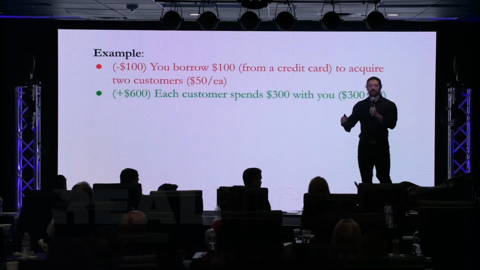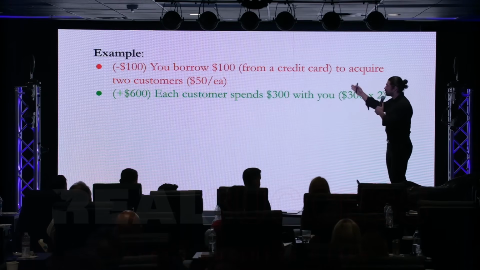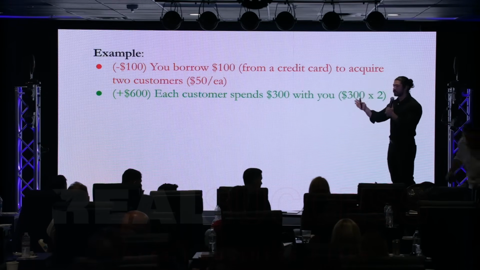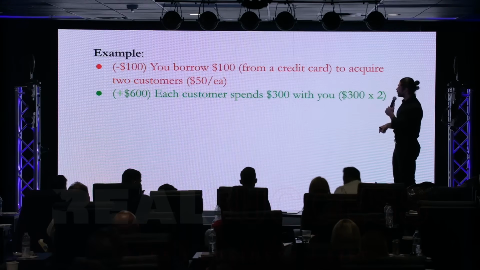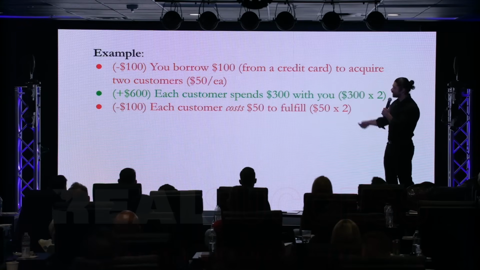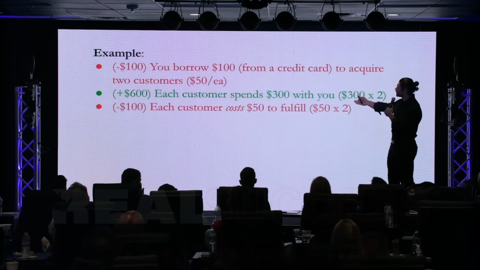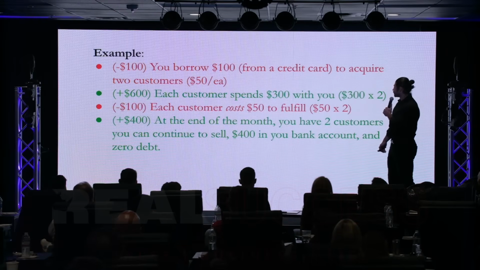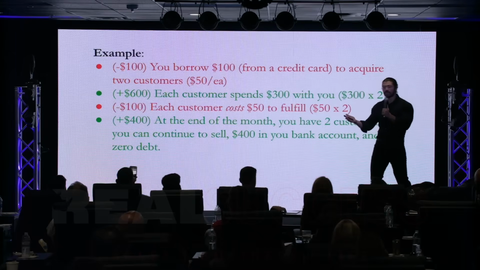I'm drilling this one in because it's really important to understand how this concept works. So you borrow $100 from a credit card to acquire 2 customers at $50 each. This is a hypothetical. 2 of those customers each spend $300 with you, so you make $600. Now you're up, but you still have to fulfill the customer. So it costs you $50 each, $100 total. At the end, you have $400, plus you have 2 new customers, and you can continue to sell to those. And you have $400 in your bank account.